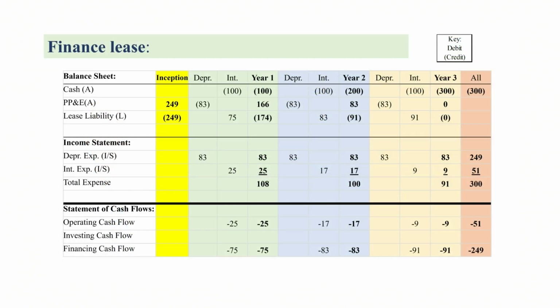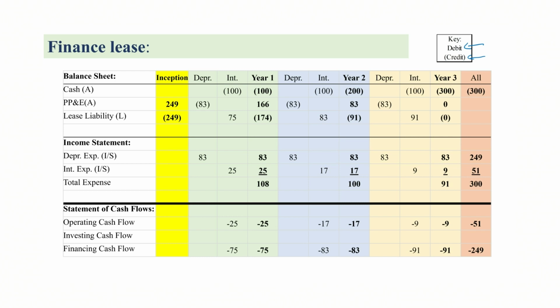Okay, so here we have all 3 years of accounting for a finance lease. So this is just the finance lease. And I made a spreadsheet here to show you all the journal entries and the presentation on the statement of cash flows in accounting for a finance lease. Now, some of the numbers in this spreadsheet are positive, some of the numbers are negative. If it's a positive number, that means it's a debit, and if it's a negative number, it's got parentheses around it, it means it's a credit.